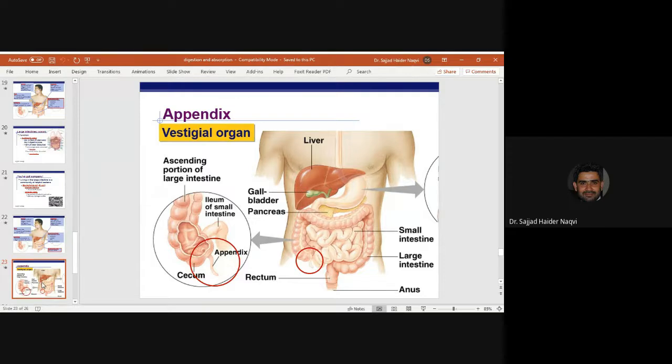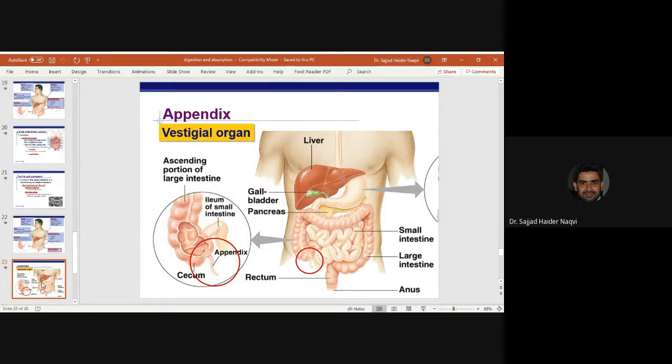There are certain organs within the digestive system, what we call vestigial organs, for which the function has not yet been understood. This vestigial organ, which I'm talking about right now, the appendix, is just underneath the large intestine at the cecum part. And this vestigial organ has been identified in humans with no specific function at this stage.